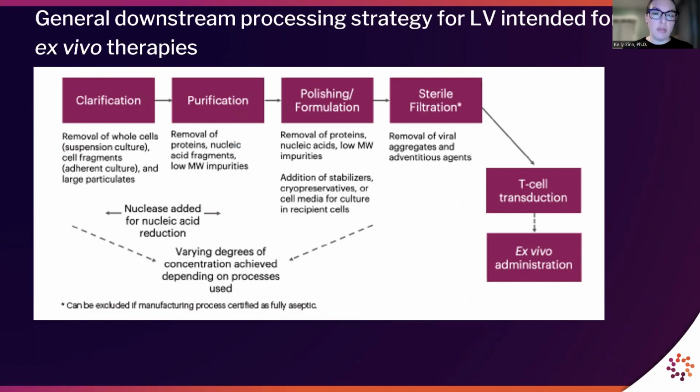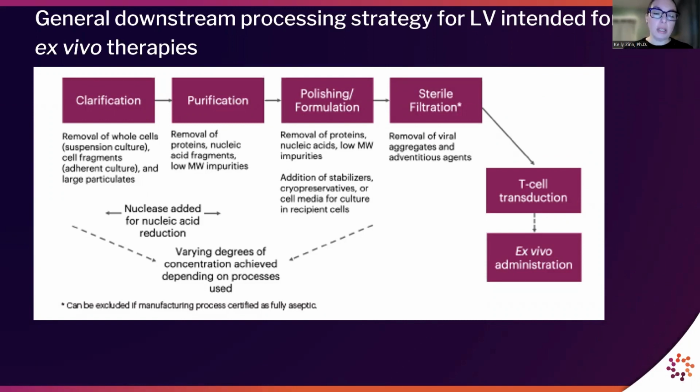The downstream manufacturing steps for a lentiviral vector typically include clarification, purification, formulation, and sterile filtration. And the goals of downstream purification are several-fold: to minimize impurities, concentrate the vector, and formulate the vector to enhance stability and compatibility with the T-cell transduction step.